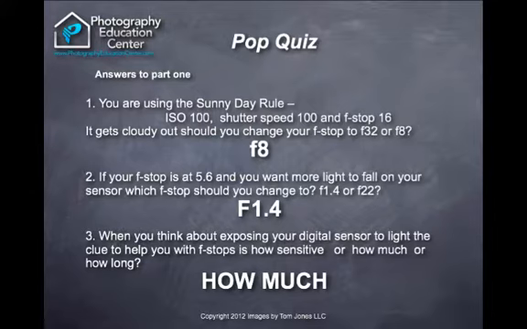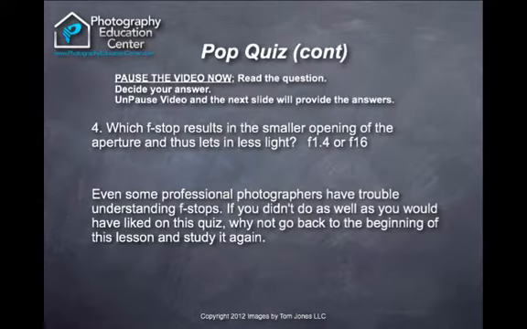Pop quiz answers to Part 1. 1. You are using the sunny day rule, ISO 100, shutter speed 100, and f-stop 16. It gets cloudy out. Should you change your f-stop to f32 or f8? f8. 2. If your f-stop is at 5.6 and you want more light to fall on your sensor, which f-stop should you change to, f14 or f22? f14. 3. When you think about exposing your digital sensor to light, the clue to help you with f-stops is how sensitive, or how much, or how long. How much.